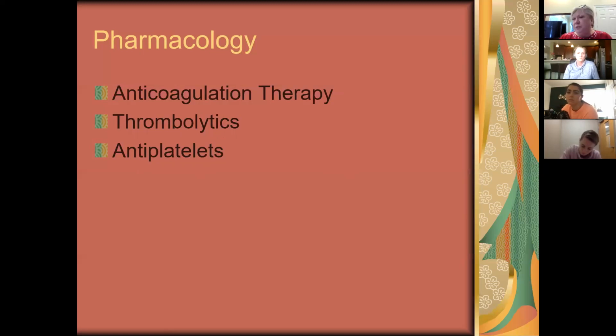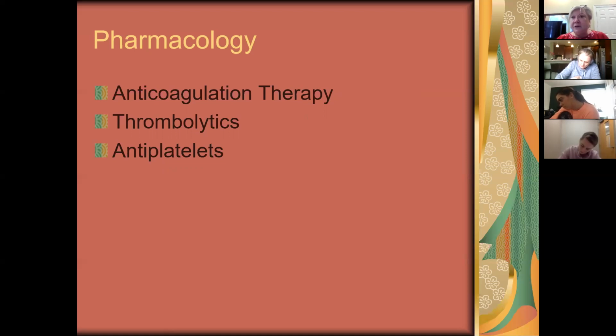So what do we do for a PE? We typically put them on a heparin drip. Right. And remember that heparin does nothing to the clot that is there. It just keeps it from getting bigger. It will not break down the clot that is there. Heparin does not break down clots.